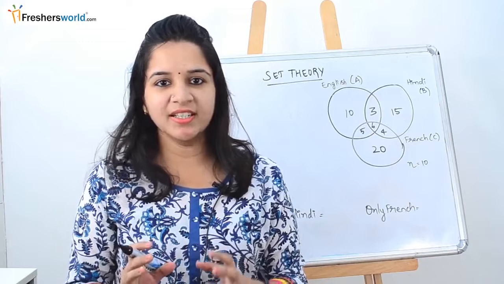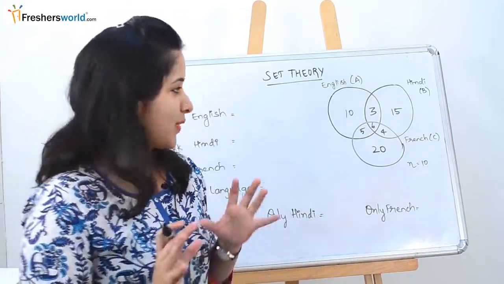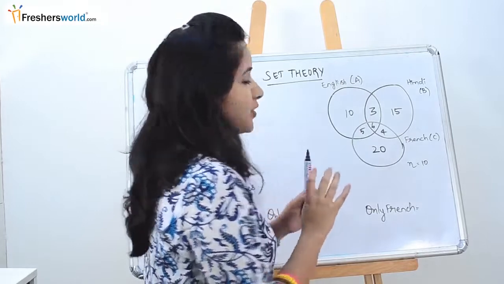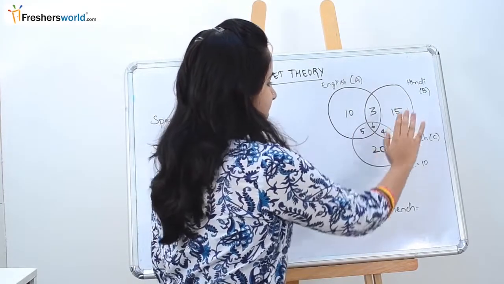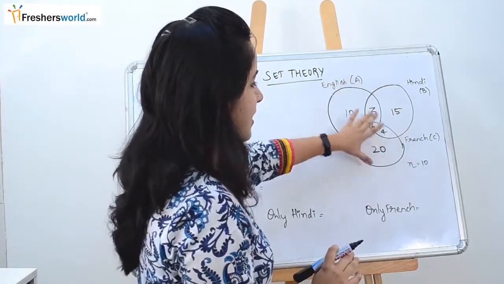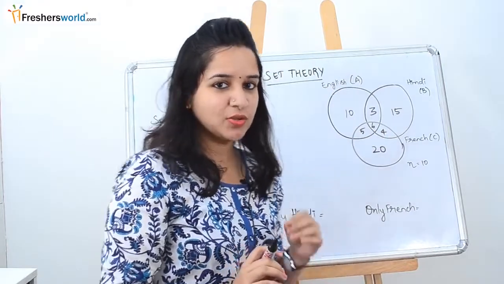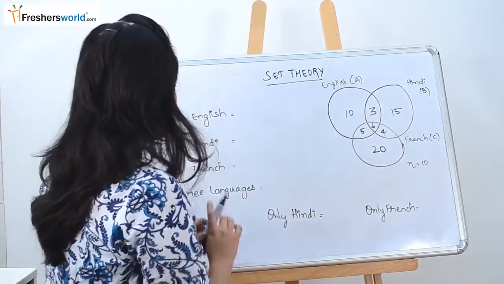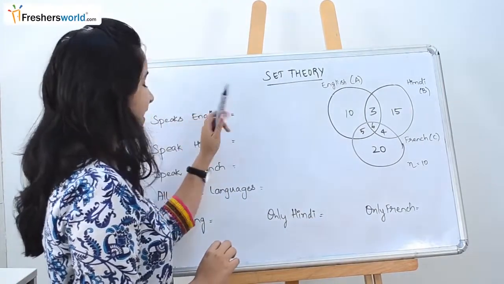So let's get started. I will explain the concept along with an example. The question that I am taking here is a set of people speaking the languages English, Hindi and French, and I have taken it as a 3 Venn diagram and there are certain numbers in it. Let's get started with one question so that we'll understand the concept better. The first question they are asking is, what is the number of people who speak English?